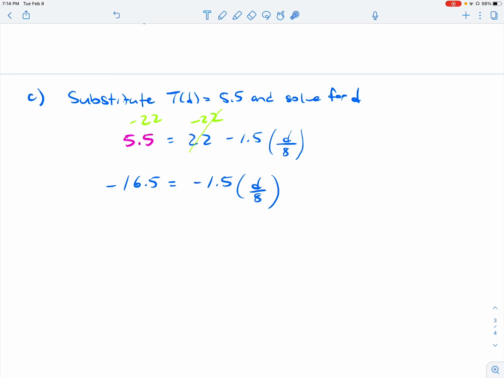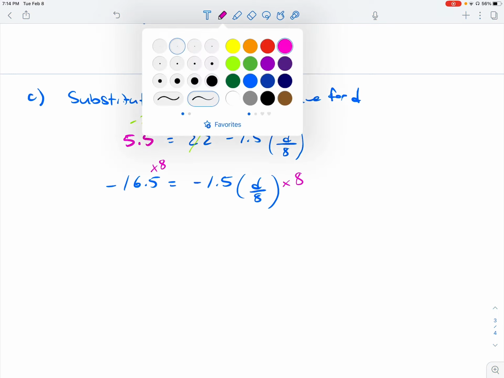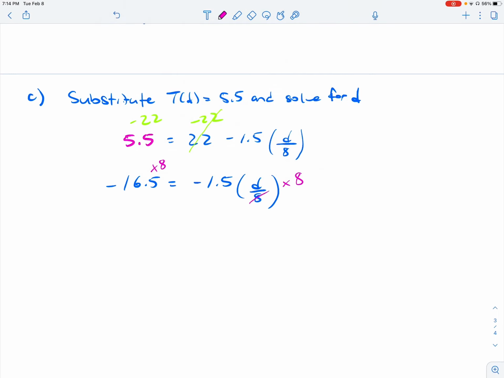All right, now this looks a little bit better. So we still got to isolate for D. So right now D is being divided by 8, and it's also being multiplied by a negative 1.5. So we want to reverse those to get D by itself. So I can reverse D divided by 8 by multiplying by 8. And whatever you do to one side, you got to do to the other. So that will help us cancel out that there.